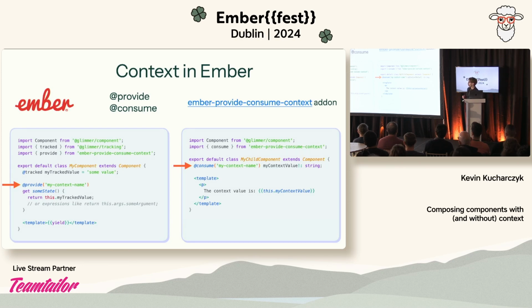And to retrieve it, you use the consume decorator. And then whenever the provided value changes, if it's reactive, your component would also re-render just as if it was a service or an argument.